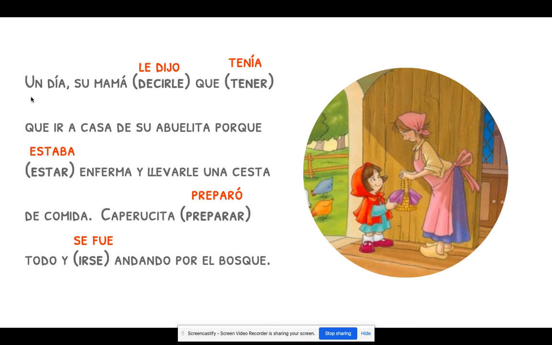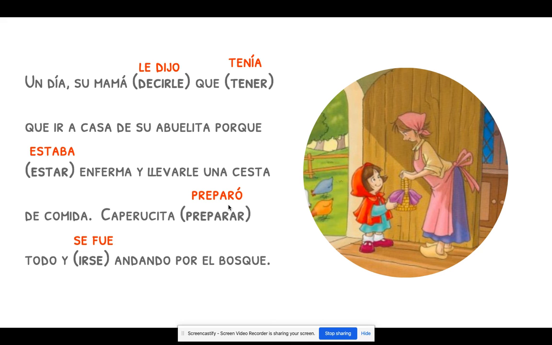Okay. Moving forward down here, casa de su abuelita porque estaba enferma. This is because we are talking about grandma's physical condition. We are describing her. She was ill. Okay? And Caperucita is going to bring her a basket of food, like you see here in the picture.